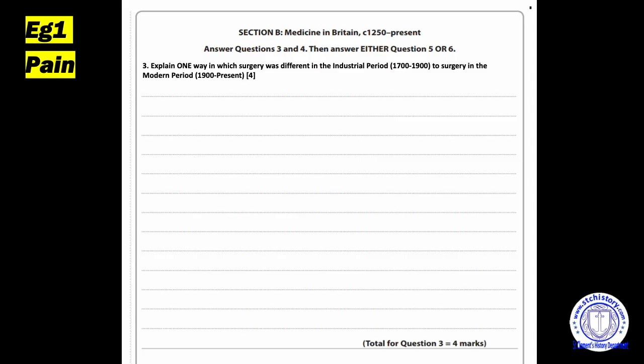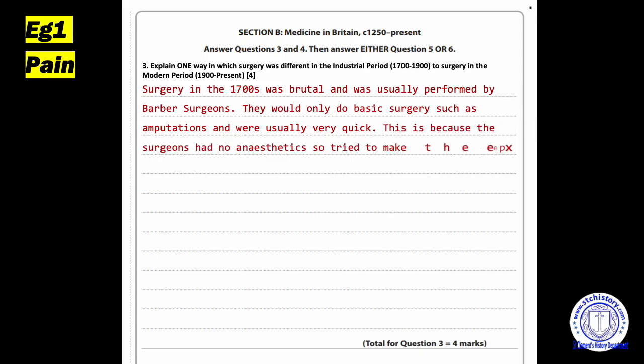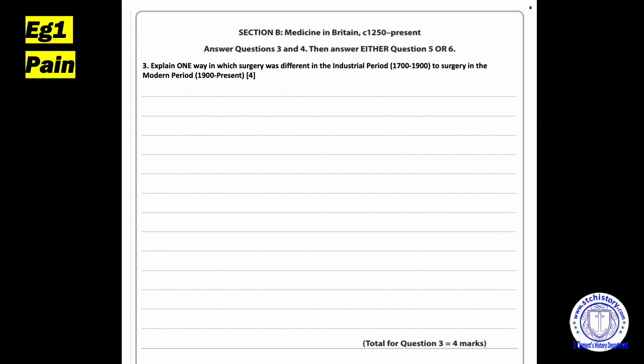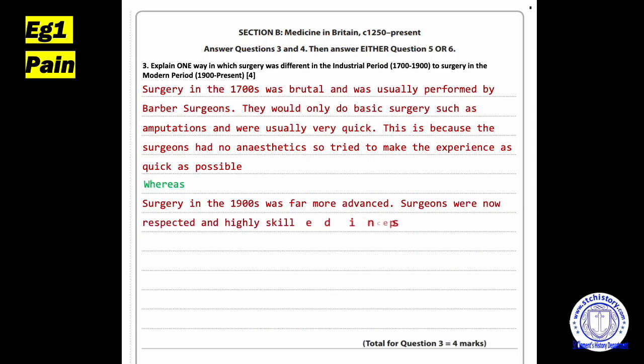Answers to think about. If you chose pain, it might look something like this. All right, so surgery in the 1700s was brutal and was usually performed by barber surgeons. They would only do basic surgery such as amputations and were usually very quick. This is because, so here's the why, the surgeons had no anesthetics, so tried to make the experience as quick as possible. Also, you could put in there to limit blood loss or whatever it is. Okay, and because this question asked us to explain one way in which surgery was different, we are going to use the word that takes us to the other side of the argument, in this case, whereas. Okay, so whereas takes us on to our second paragraph, our second 2 marks hopefully.